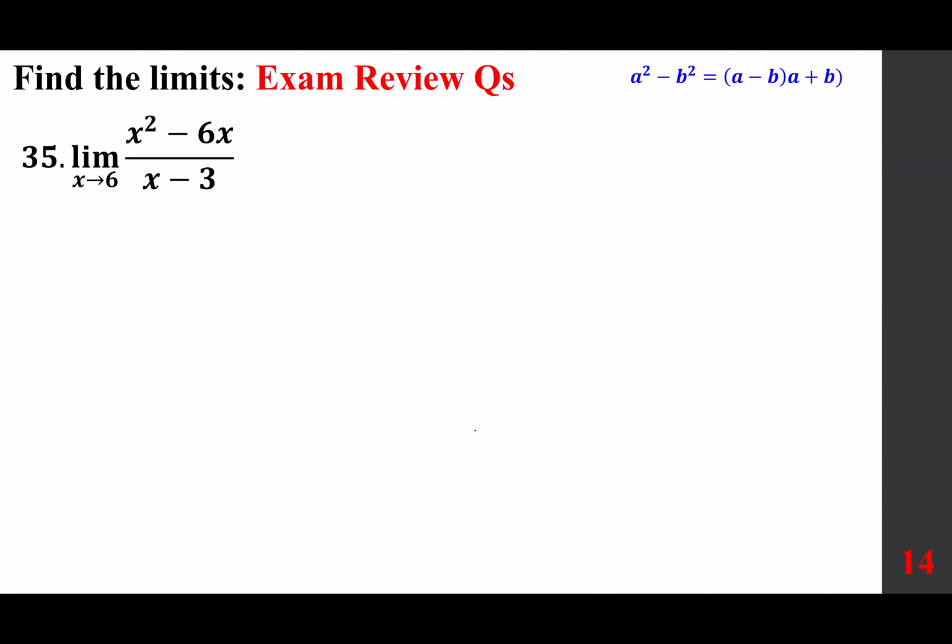The limit of x squared minus 6x over x minus 3. If you plug in 6, you get 6 minus 3, 3 in the denominator. And this one is 6 squared minus 6 times 6, which is 0. And 0 over 3 is 0. You're done. You don't have to do anything.